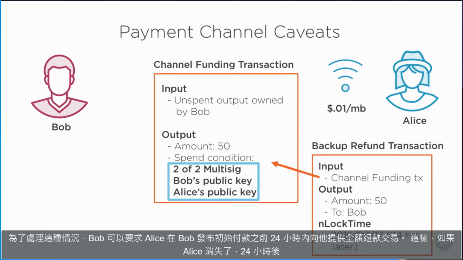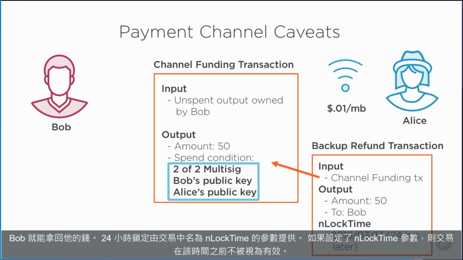To handle this case, Bob could require Alice to give him a full refund transaction locked for 24 hours before Bob posted his initial payment. This way, after 24 hours, Bob would get his money back if Alice disappeared. The 24-hour lock is provided by a parameter on transactions called nLockTime. If the nLockTime parameter is set, the transaction isn't considered valid until that time.